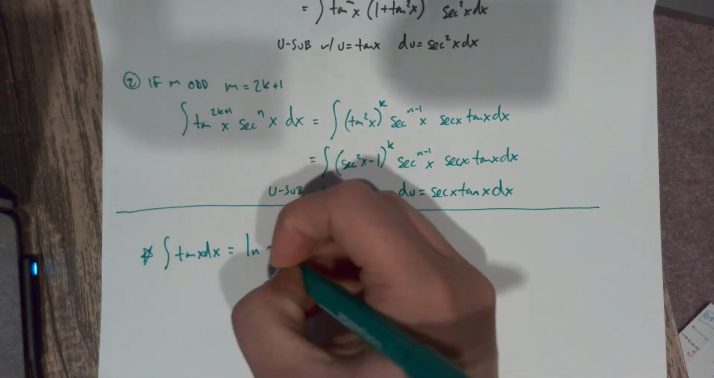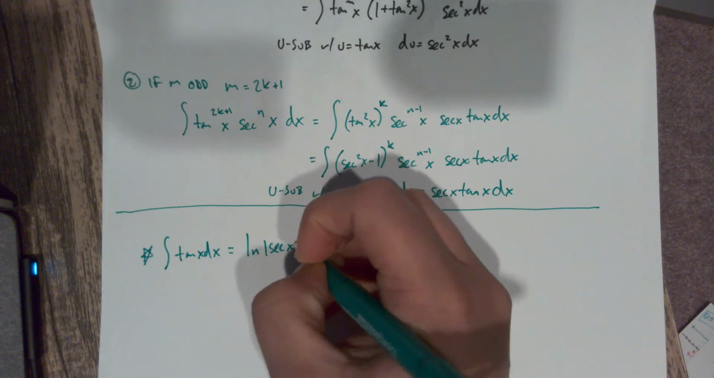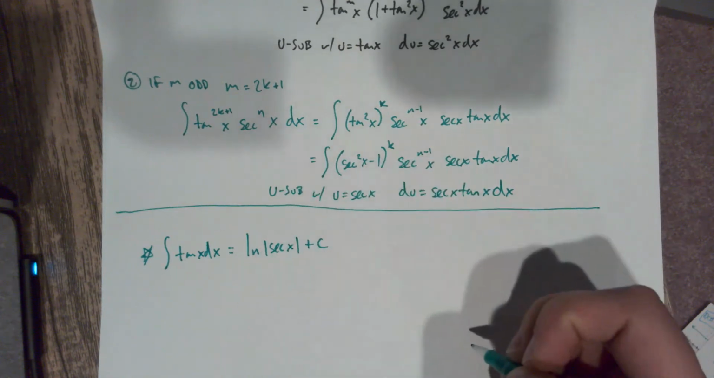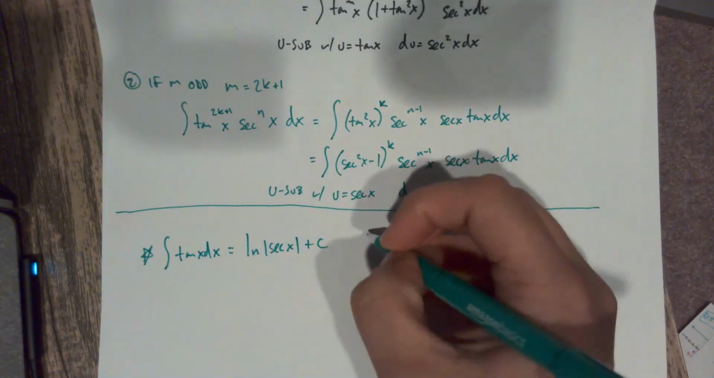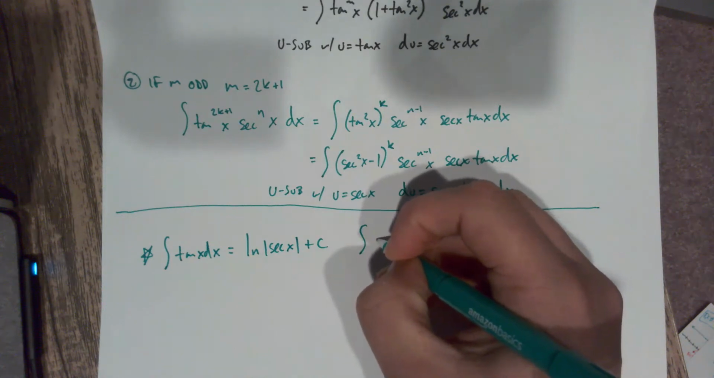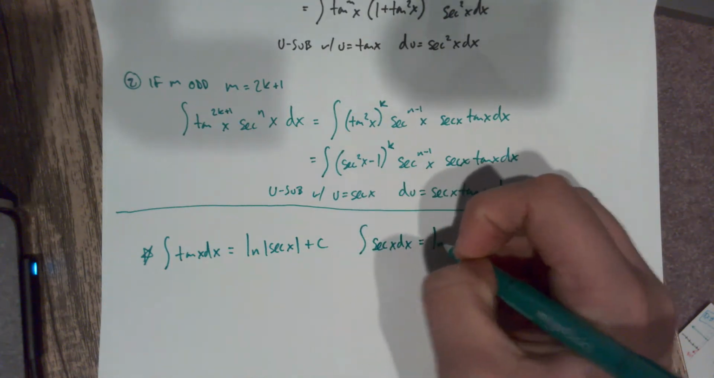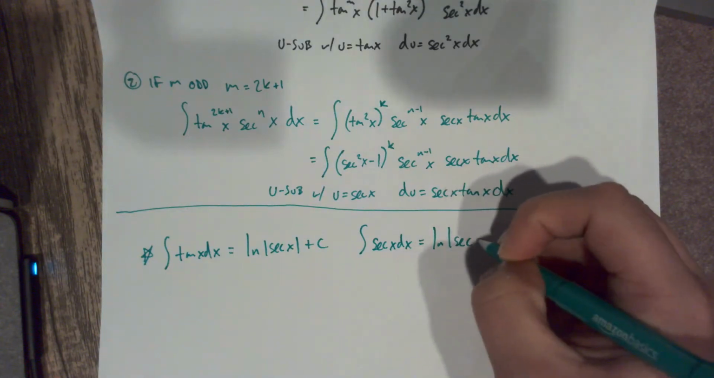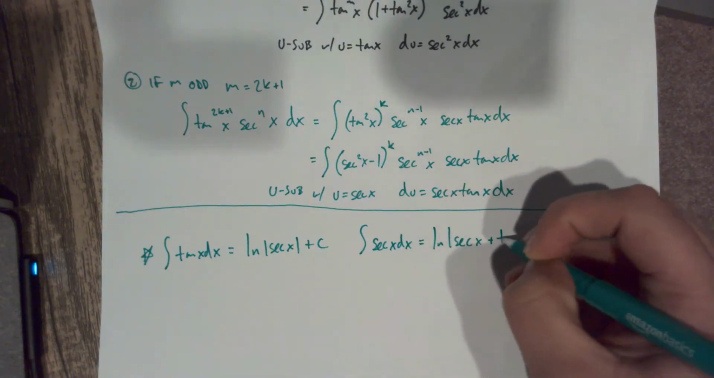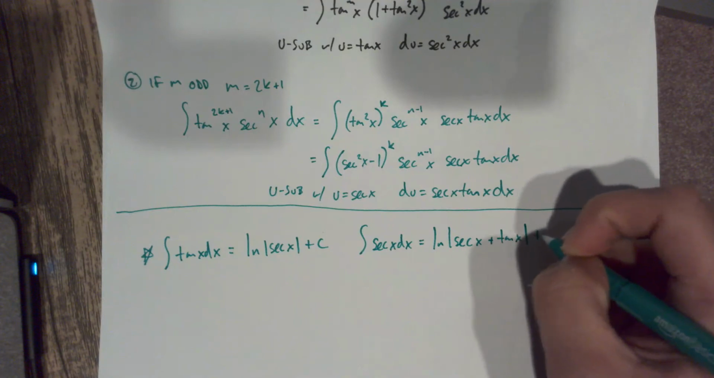So first we need to remember the integral of tangent is equal to the natural log of secant plus c. And the integral then also of secant is equal to the natural log of secant plus tangent plus c.